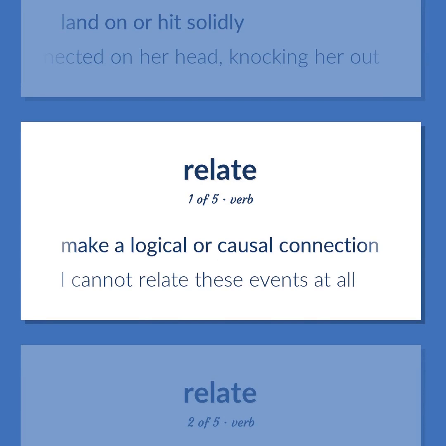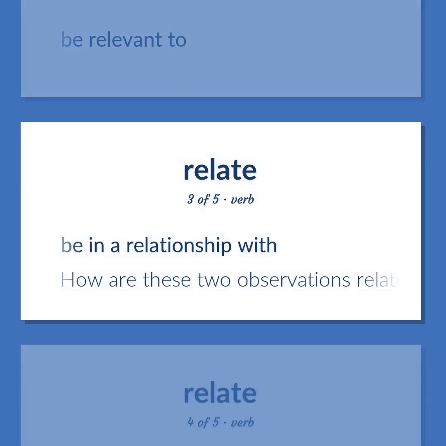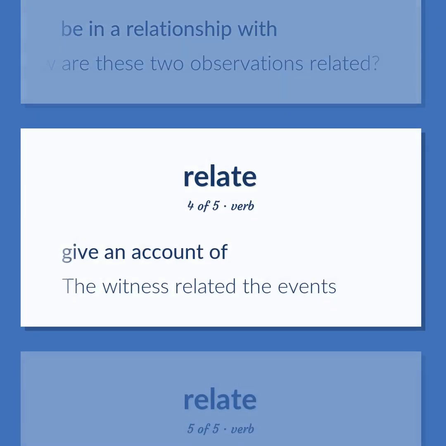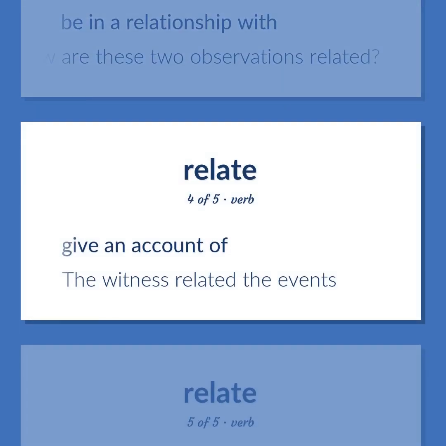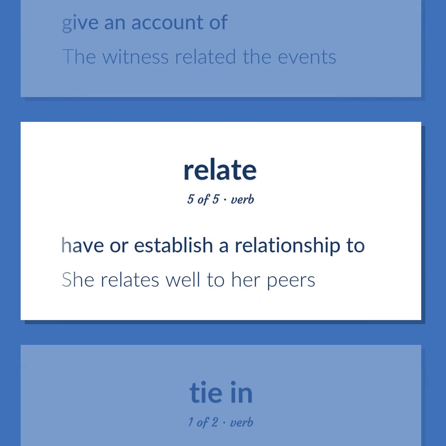Make a logical or causal connection. I cannot relate these events at all. Be relevant to. Be in a relationship with. How are these two observations related? Give an account of. The witness related the events. Have or establish a relationship to. She relates well to her peers.